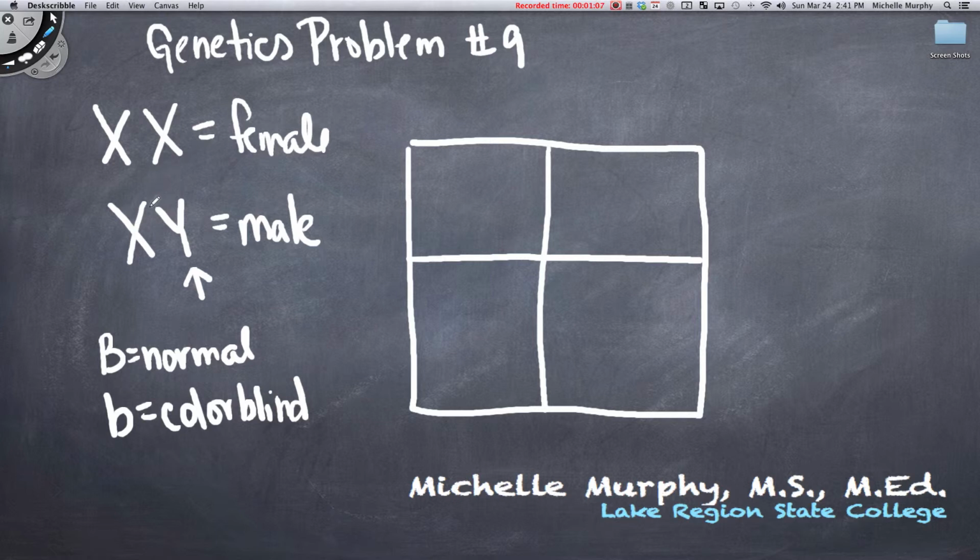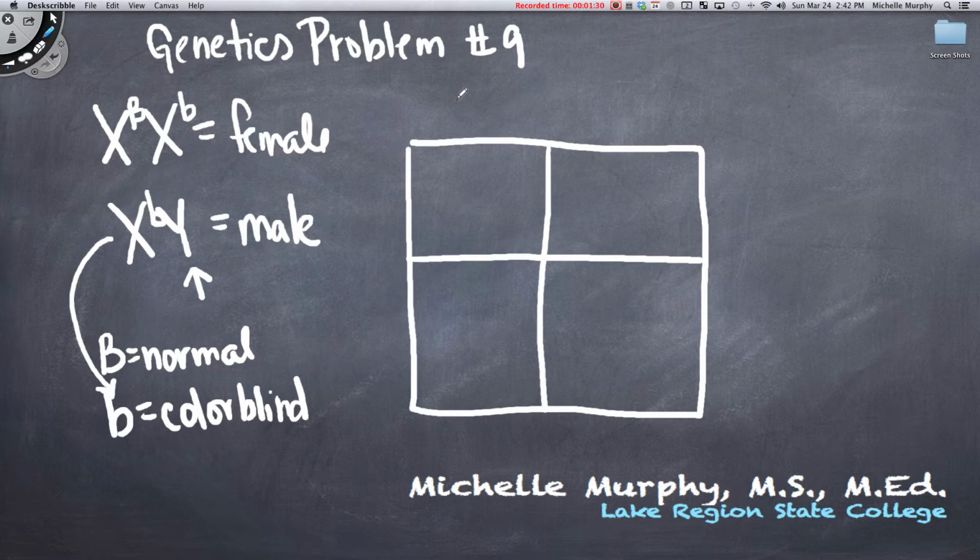So it says that we have a colorblind male. That means his X chromosome is carrying the colorblind trait. So he has the little b on his X chromosome. We cannot ignore the X and Y chromosomes because there's nothing on the Y chromosome related to this. The female is heterozygous, which means one of her X chromosomes is carrying the normal trait and one is carrying the colorblind trait.